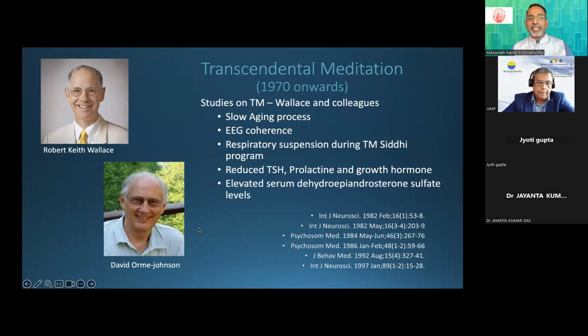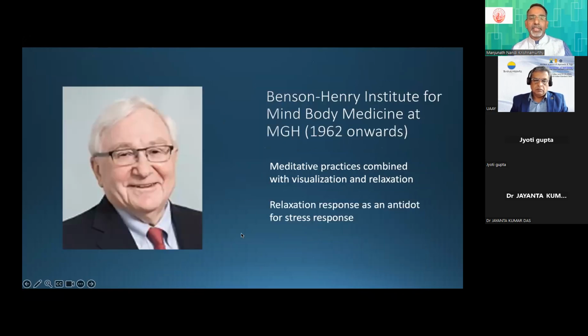You can see here two wonderful scientists, Robert Keith Wallace and David Orme-Johnson. They published their work in the early 80s and early 90s, all talking about transcendental meditation and its influence on the aging process, bringing EEG coherence, the ability to bring respiratory suspension, changes in a range of hormones, and particularly looking at how you can reduce stress levels.